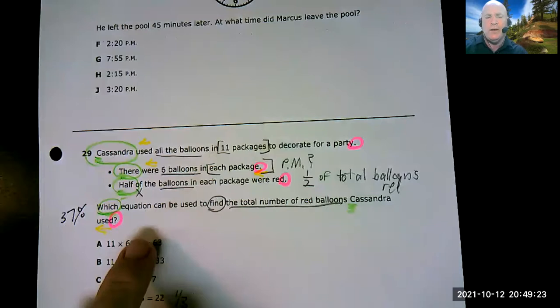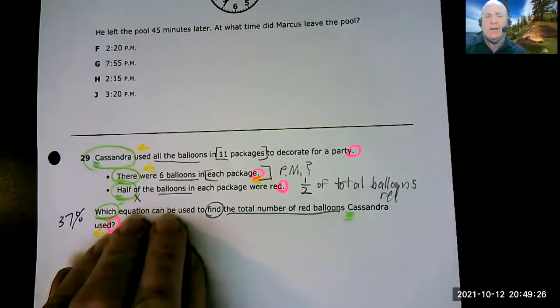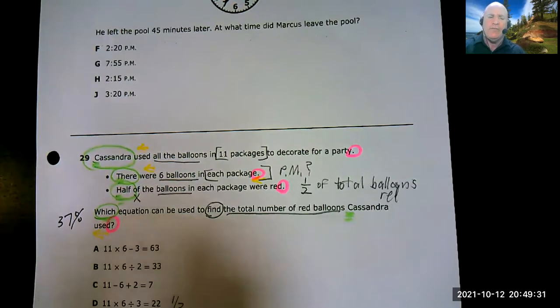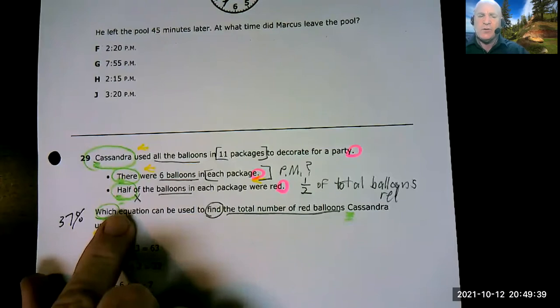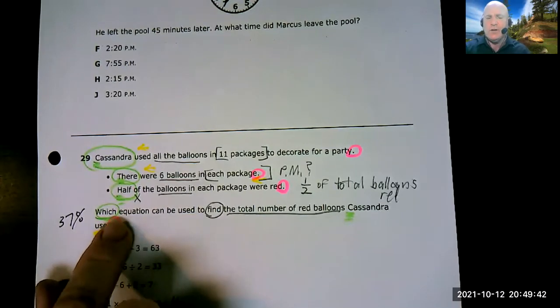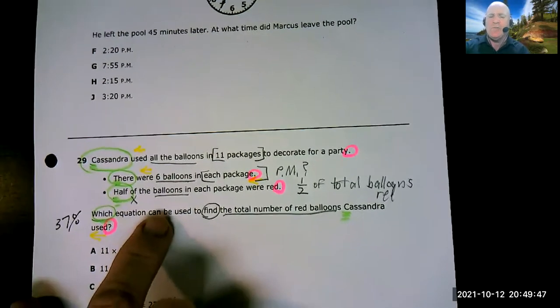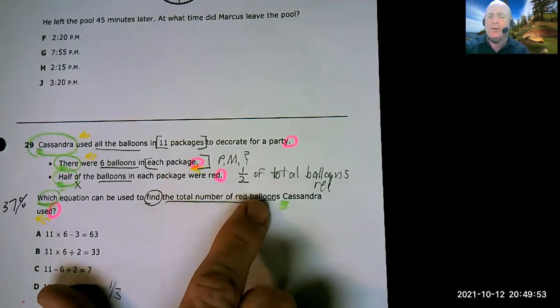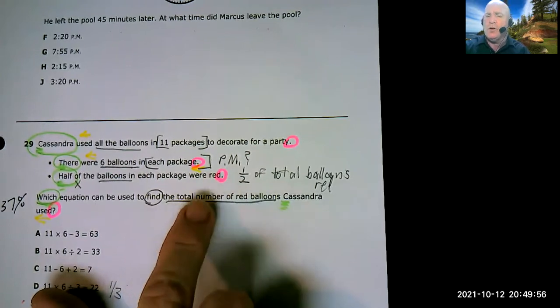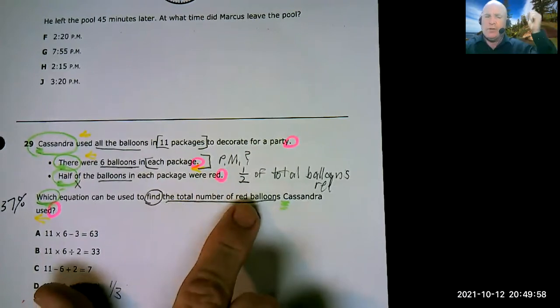And so if it was open-ended, it would have been even lower than the 37%. So if we start with the question, sometimes that helps us steer ourselves in the right direction. So watch me in the corner of the screen. Capital, that's my go. Which equation can be used to find the total number of red balloons? Capital Cassandra used question mark.